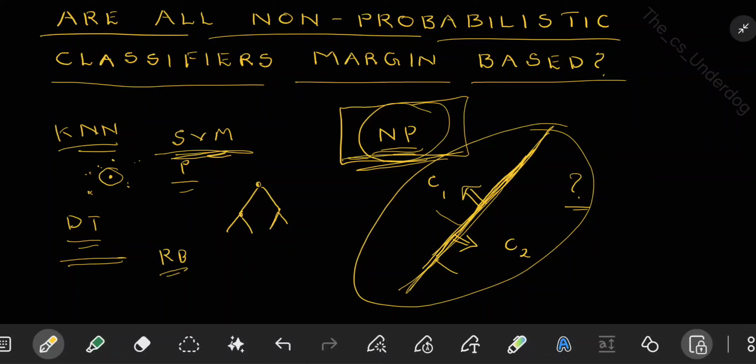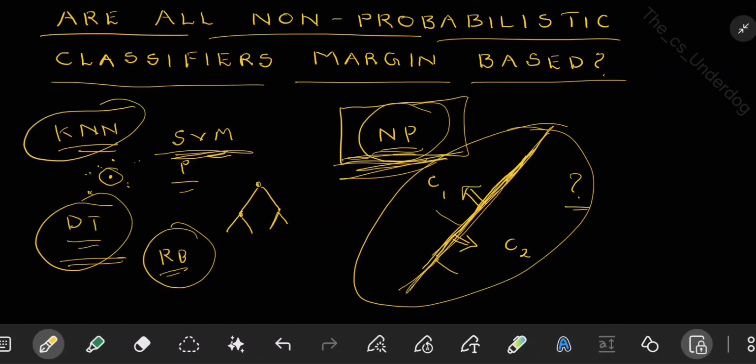There may be many other classifiers, like distance based and others. I just gave you a few examples. It can be rule based, it can be distance based, or it can be based on nearest neighbors. These are techniques which are non-probabilistic, but still not margin based. So keep in mind, margin based is the major class in non-probabilistic classifiers, such as SVMs and perceptrons. But there are methods like decision trees and KNN, which are not margin based and still are non-probabilistic classifiers.